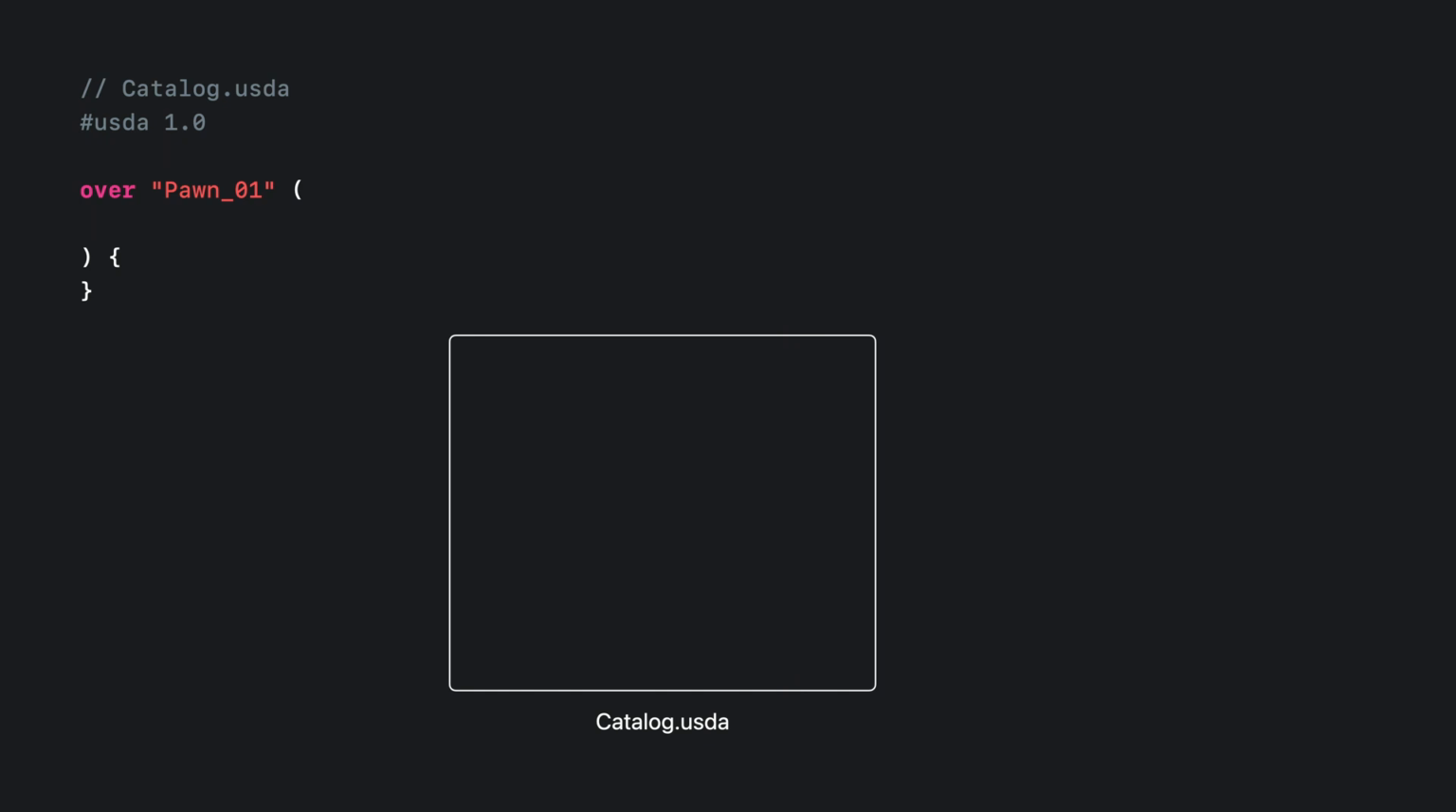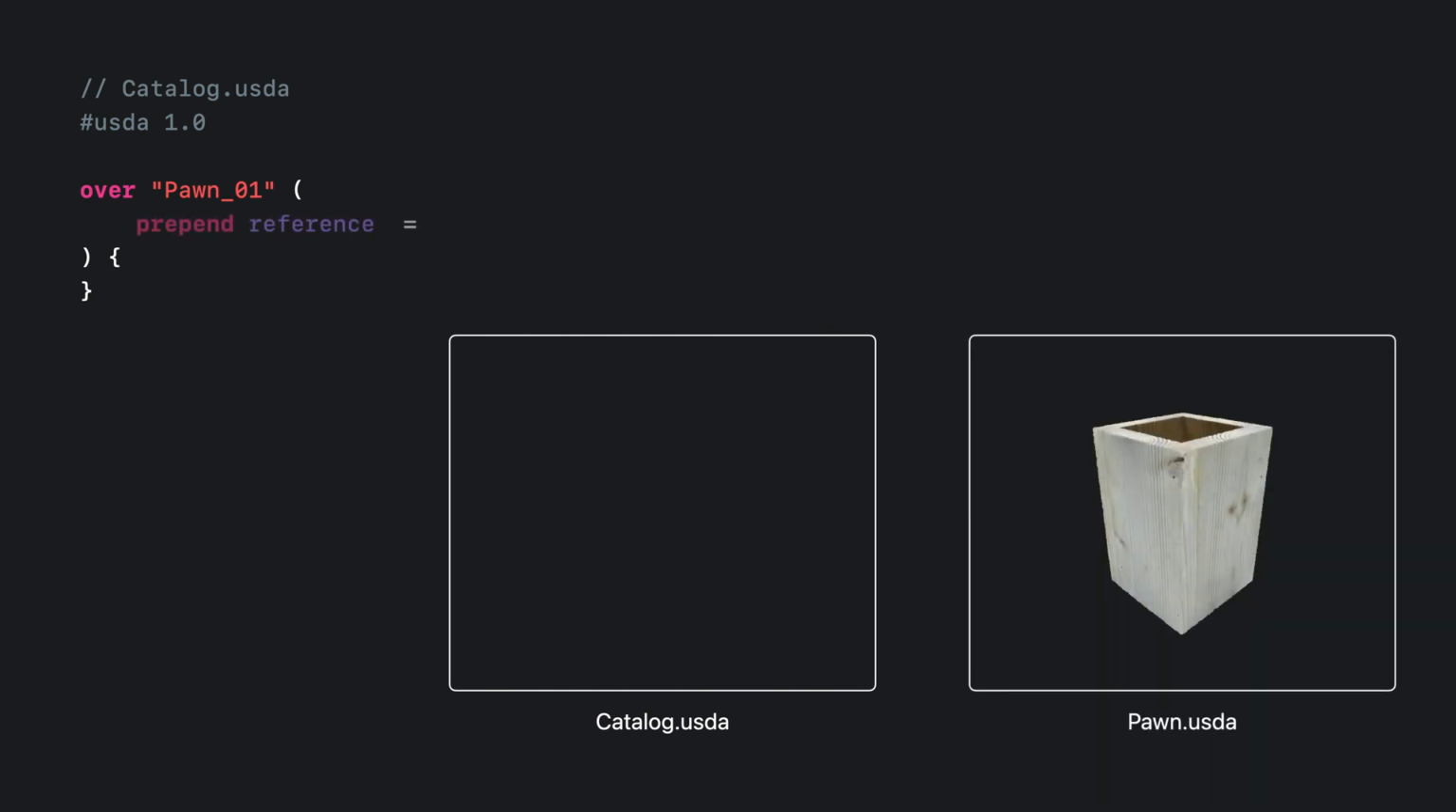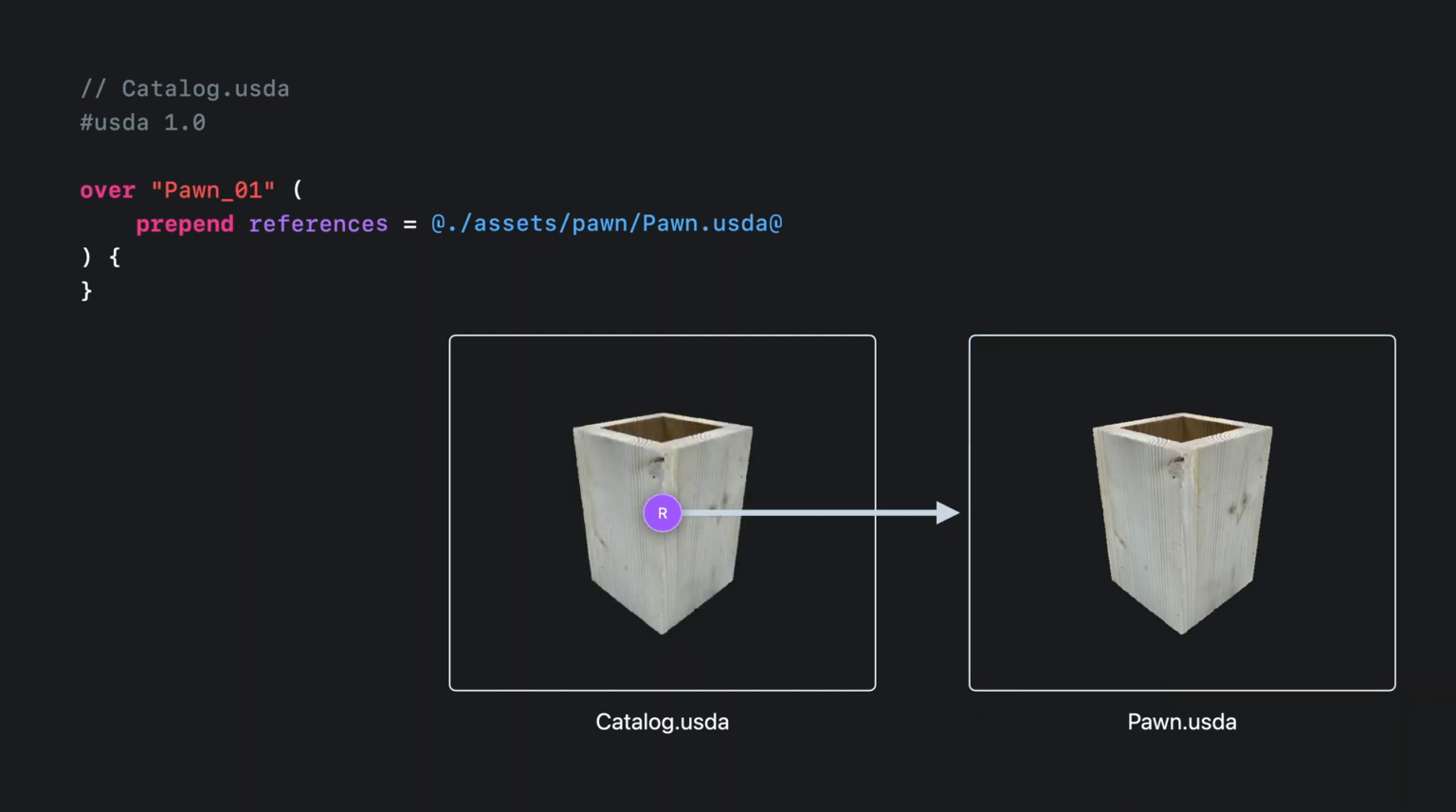In our catalog layer, we define a prim called pawn. So far, it doesn't have any data, and so our stage is still empty. Next, we add a reference to the pawn.usda layer. This brings in the pawn asset, and we can see it in the catalog layer.